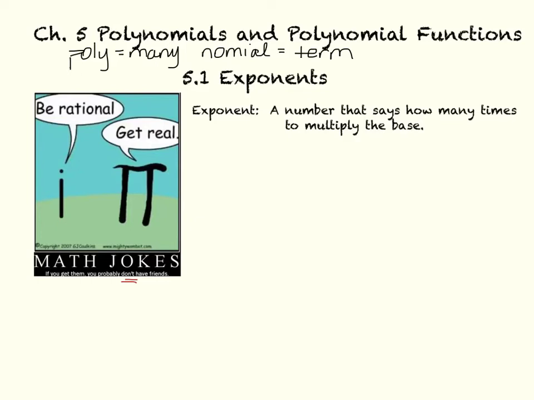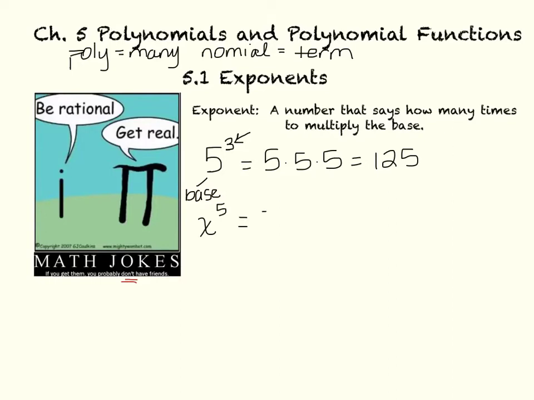So what is an exponent? An exponent is a number that says how many times to multiply the base. So 5 cubed, 5 would be the base. Obviously 3 is my exponent. 5 cubed means multiply 5 times 5 times 5, and that would give me 125. X to the 5th means multiply x 5 times.